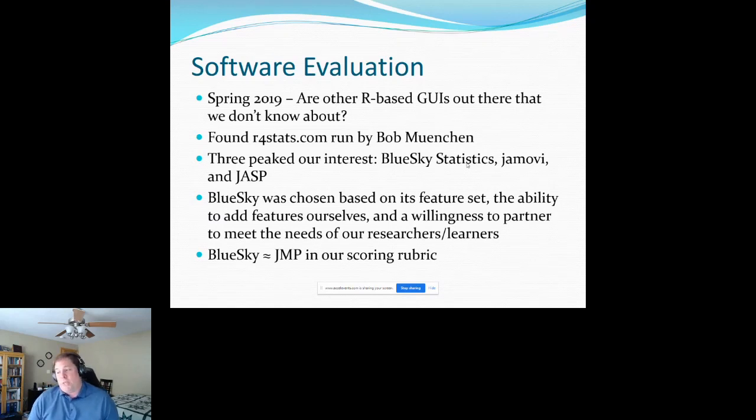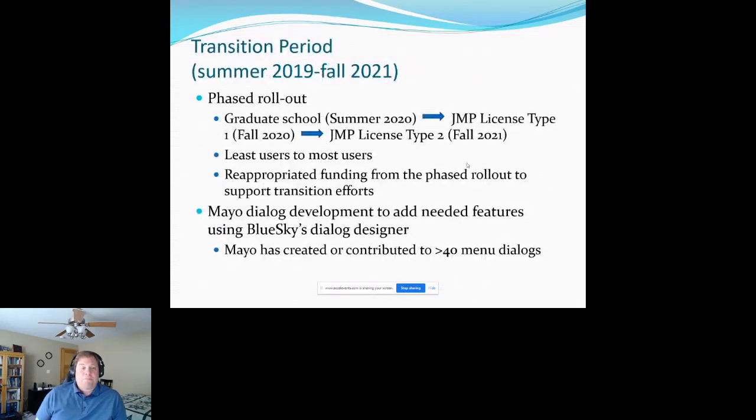We weren't familiar with any of them, but we found rforstats.com, run by Bob Muenchen, and he's got wonderful reviews on that website. And so after reading the reviews, we wanted to look at 3 of them, and those were Blue Sky Statistics, Jamovi, and JASP. And Blue Sky was ultimately chosen based on its feature set, the ability to add features ourselves, because you can add new dialogues to it, and a willingness of the Blue Sky company to partner with us to meet the needs of our researchers and learners. And in case you're wondering, Blue Sky approximately equals JUMP in our scoring rubric.